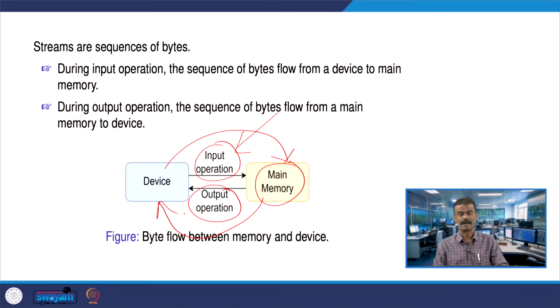So, this is what is exactly happening. The streams are nothing but sequences of bytes. This diagram shows the byte flow between memory and device. During an input operation, the sequence of bytes flows from the device to main memory, and the vice versa happens for the case of an output operation.